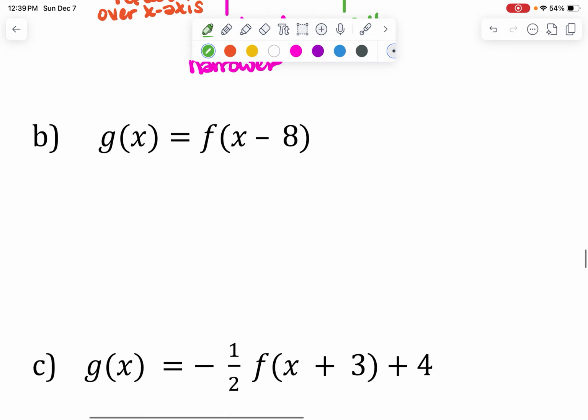All right, next one. Looks like we have this -8. That's the only thing that's going on. We already chatted about this. Anything trapped inside the x is a horizontal transformation, and it's the opposite of what you would think. So in this case, that means we're being shifted right 8.